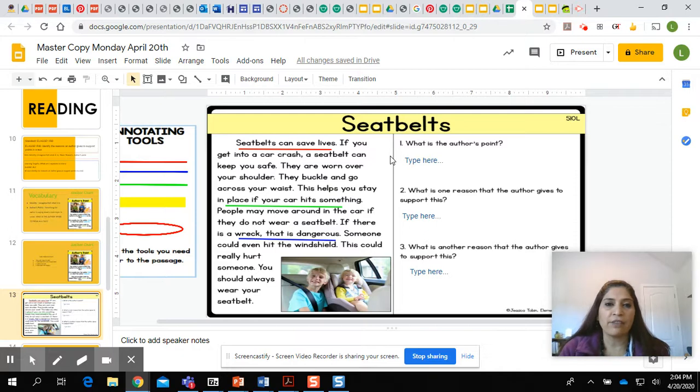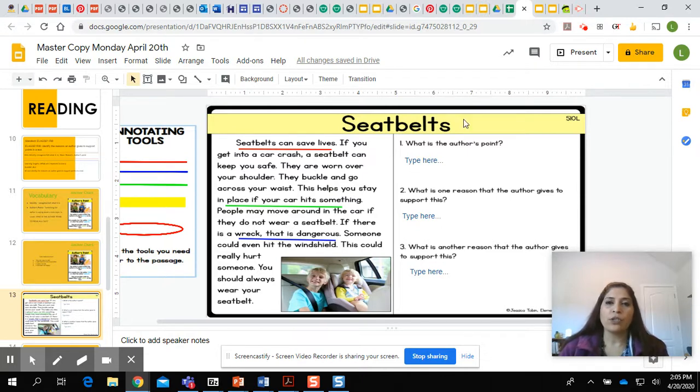Seatbelts can save lives. If you get into a car crash, a seatbelt can keep you safe. They are worn over your shoulder. They buckle and go across your waist. This helps you stay in place if your car hits something. People may move around in the car if they do not wear a seatbelt. If there is a wreck that is dangerous, someone could even hit the windshield. This could really hurt someone. You should always wear your seatbelt.